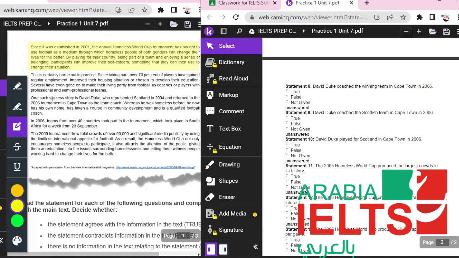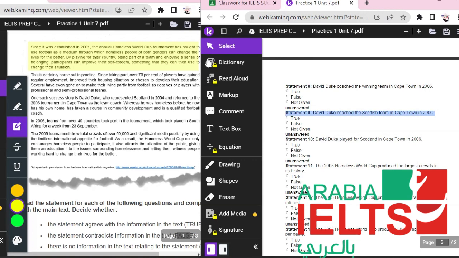True. Correct. Great job. So he returned as the Scottish team coach. Statement 10: David Duke played for Scotland in Cape Town in 2006. Excuse me, statement 9, not 10. Oh, wait a second. We answered 8, now 9. Oh, okay, we jumped, sorry. Now we are at 9.